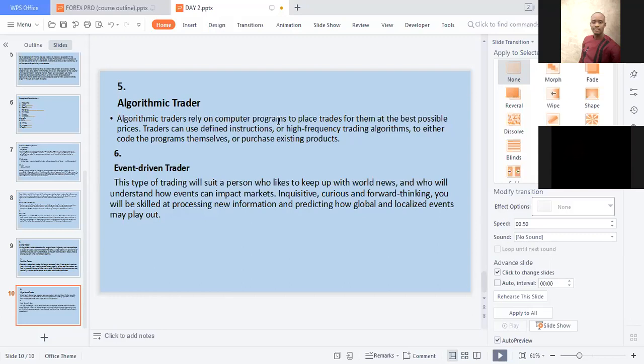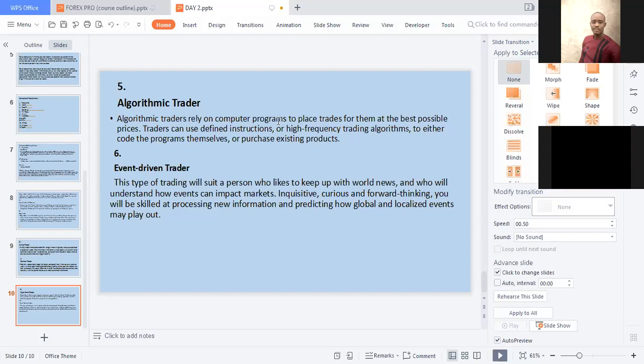Let me quickly explain what a robot is. A forex robot is also called an expert advisor. An expert advisor is a series of scripts that runs continuously. What's a script? A script is a piece of code that runs once.